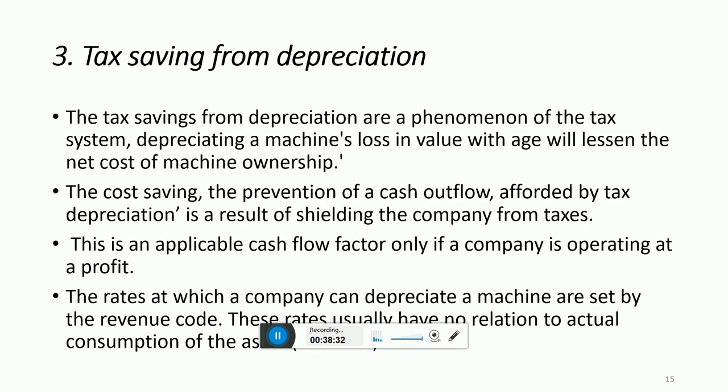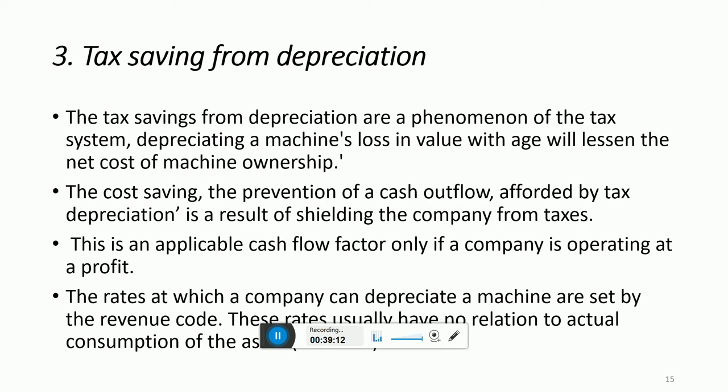The cost saving, the prevention of cash outflow afforded by tax depreciation, is a result of shielding companies from taxes. So tax depreciation shields the company, or provides a cushion for a company from the taxes, so that they have a low tax slab instead of a higher tax slab. This is only applicable if the company is in profit. If the company is in loss, this is not applicable.